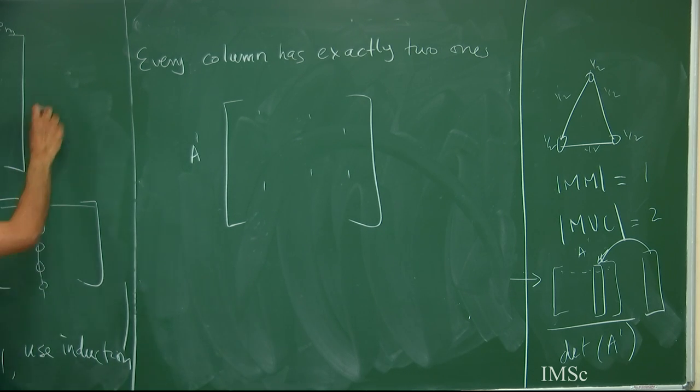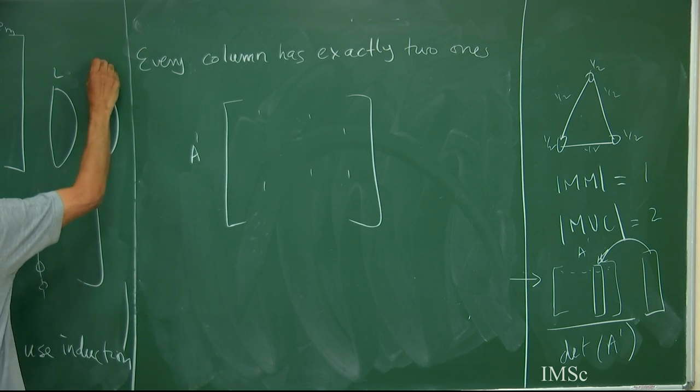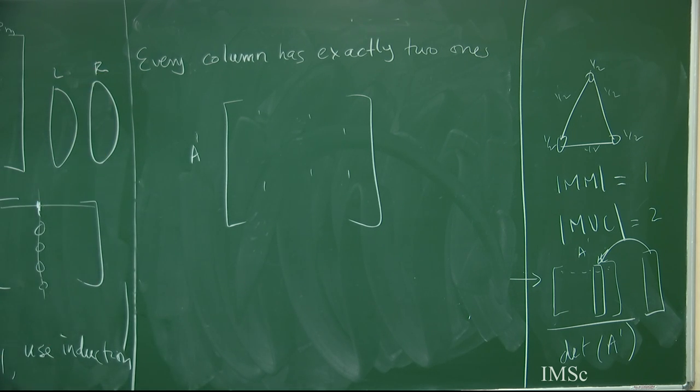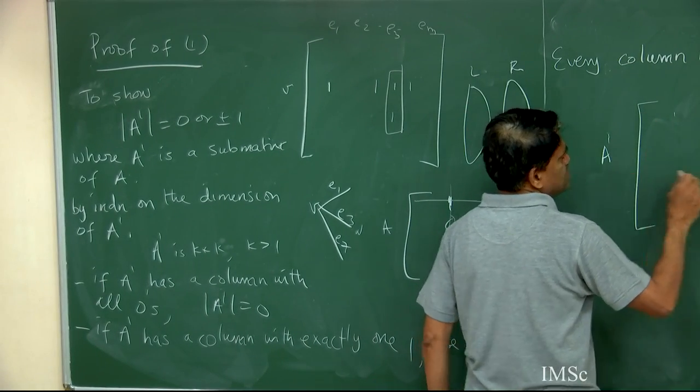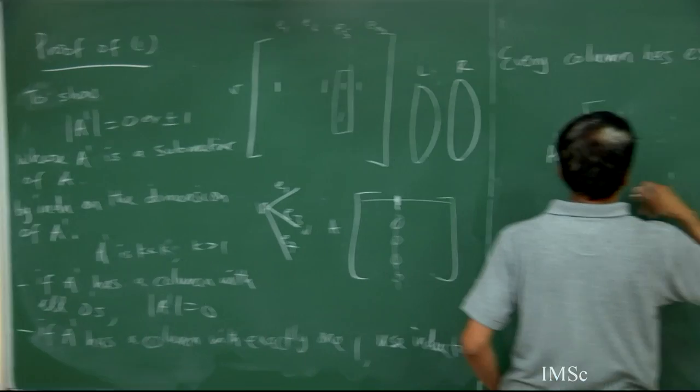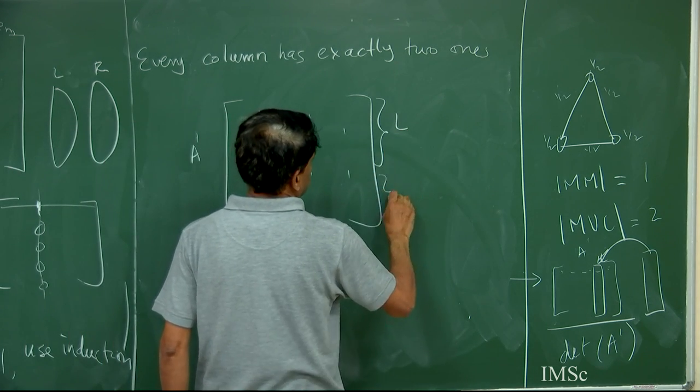It's a bipartite graph, so let's say my bipartition is L and R, right? So I split my rows of the matrix A prime based on whether they're coming from L or coming from R, right? Because every row corresponds to a vertex. So a vertex is in L or it is in R. So let's say these are the entries in L, these are the ones in R.